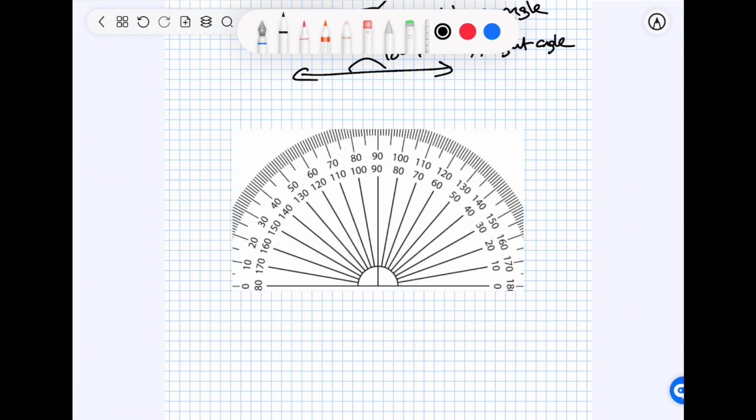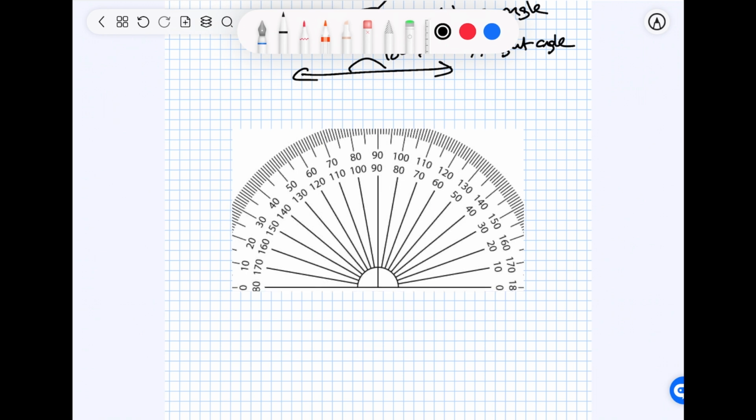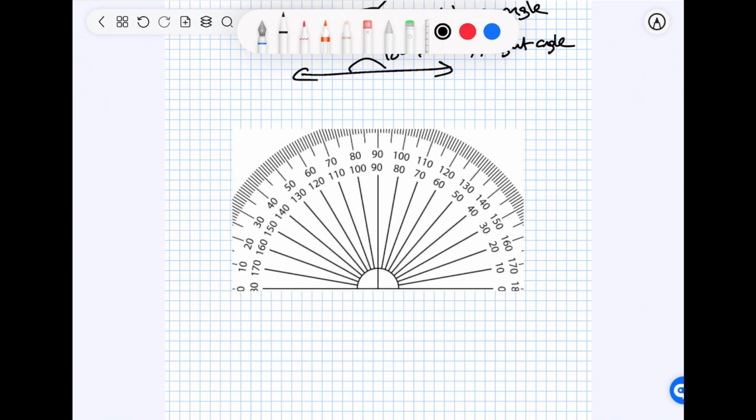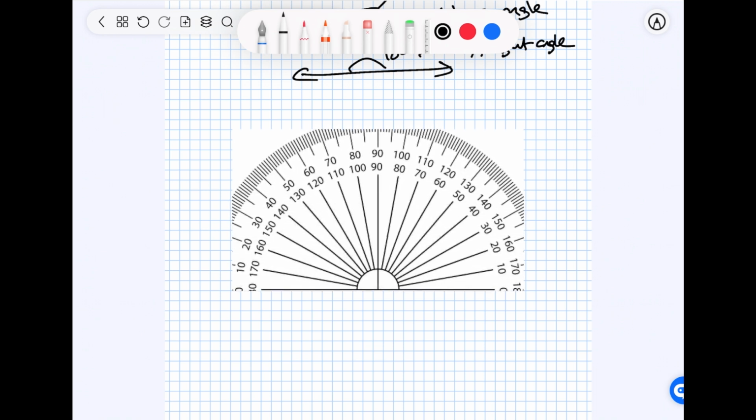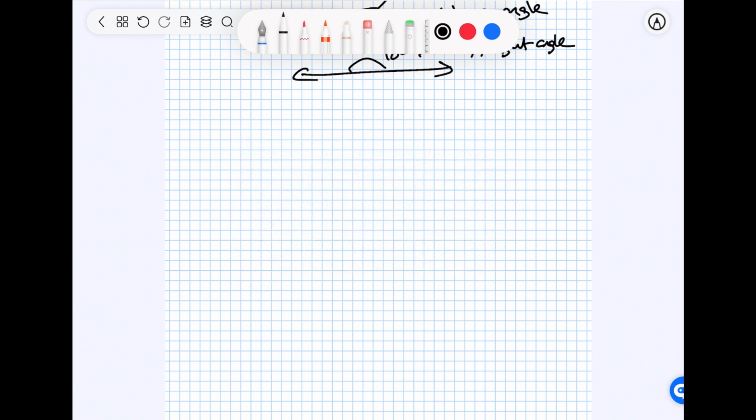One important thing to remember is that most protractors have 2 sets of numbers. You always start counting from the side where the 0 is lined up. If you start from the wrong side, you'll get the wrong answer.